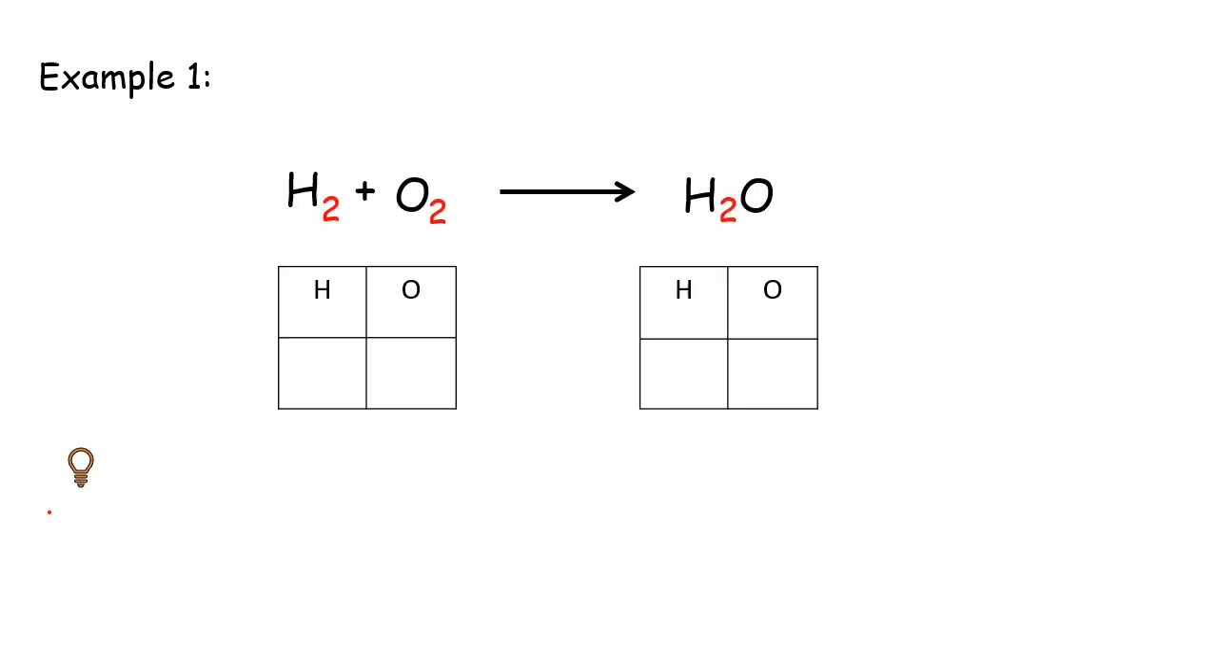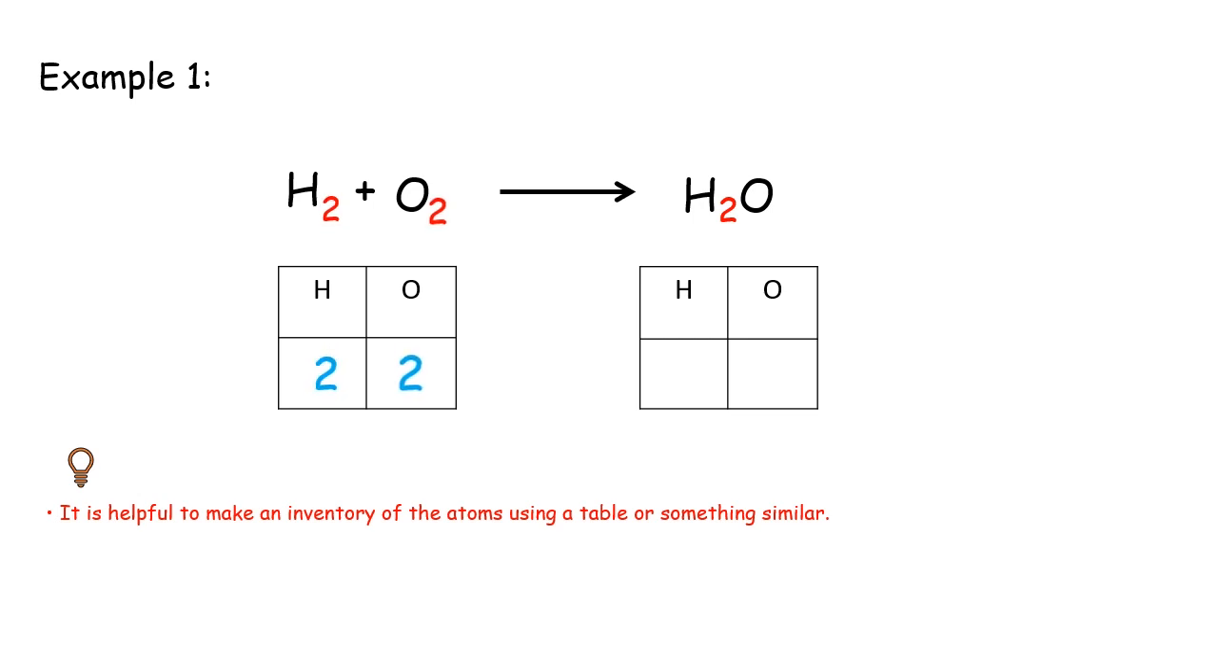First, we start with a simple equation, the combination reaction between hydrogen and oxygen to form water. It is helpful to make an inventory of the atoms using a table or something similar. This is especially true for those who are just learning to balance chemical equations. In this example, there are 2 hydrogen atoms and 2 oxygen atoms on the left side of the equation, and there are 2 hydrogen and 1 oxygen atom on the right.